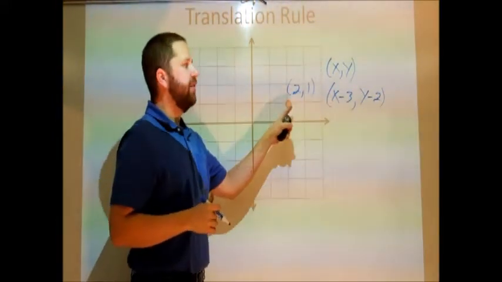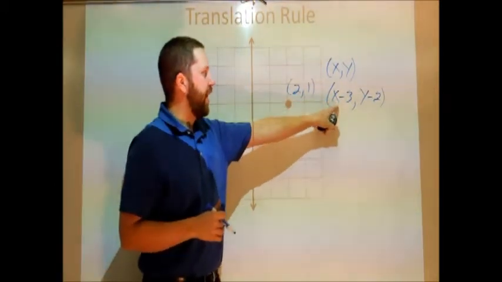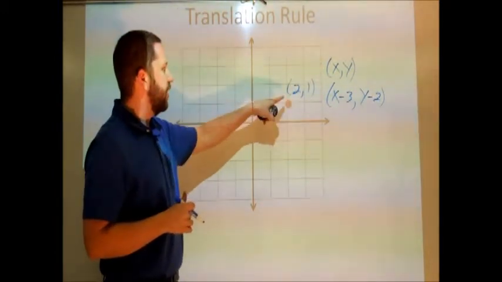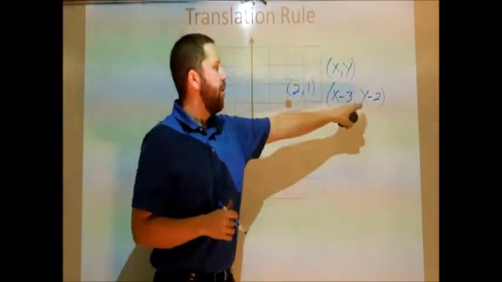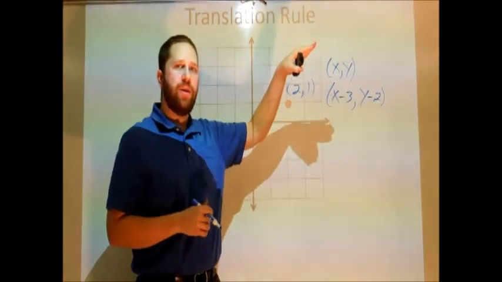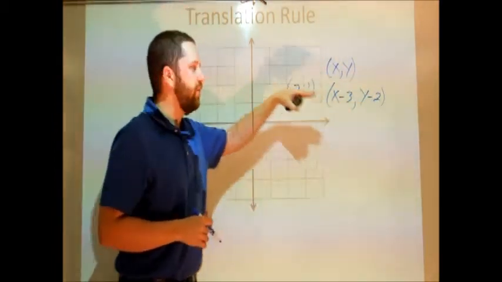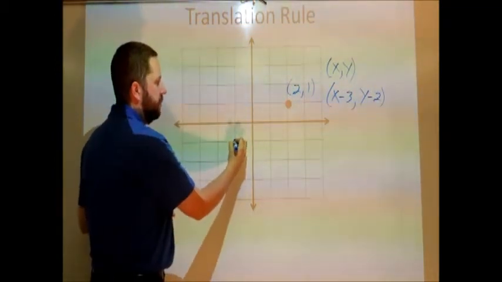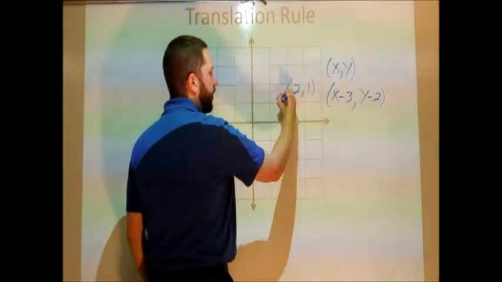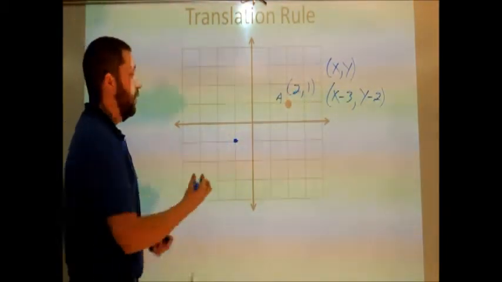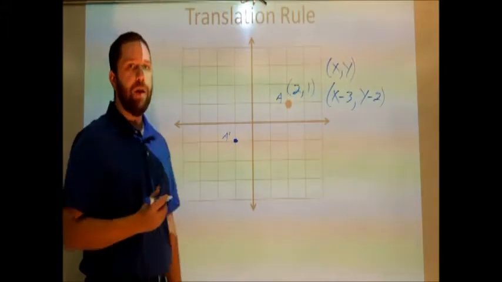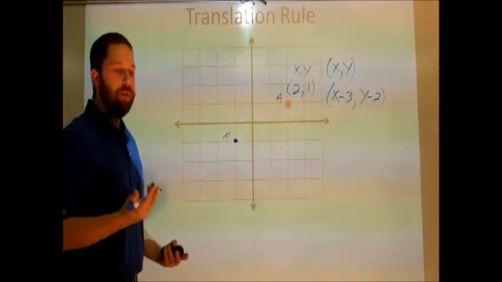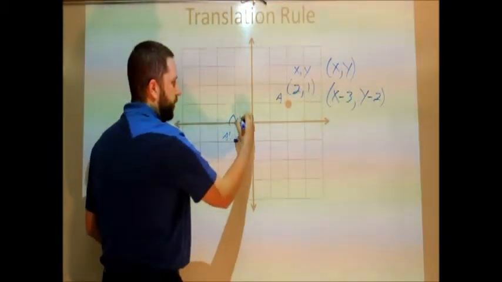Remember that x's go left and right. So when I say x minus 3, I'm moving my x's 3 to the left. This point's going to move 1, 2, 3 to the left. Y minus 2, remember, y makes it go up and down, so y minus 2 means I'm going to go down 2. So I go left 3, down 2, and that's going to be my new point. If we call this point A, we can call this A prime. Now remember, if this is x comma y, we can also use prime notation and call this x prime, y prime.